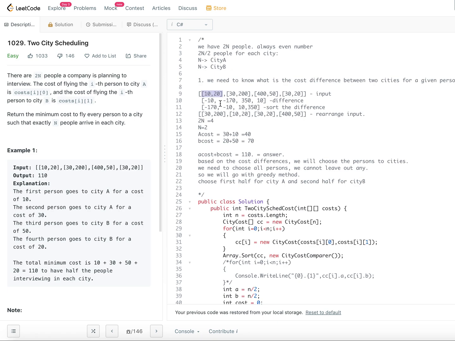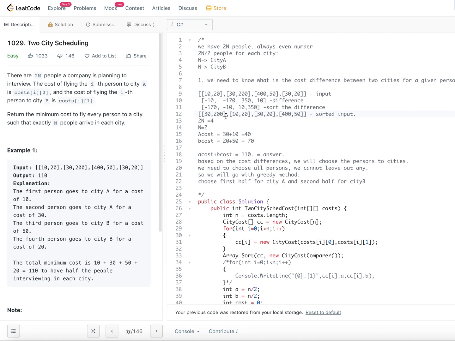So for that purpose, the mechanism I have devised is that we put these two things into a temporary object and sort the temporary object based on the difference. We don't explicitly calculate the difference, but behind the scenes the difference is calculated and this input gets converted into the rearranged input. So instead we will say this is the sorted input, instead of rearranged. The sorting is based on the difference. That's the approach we are going to see.